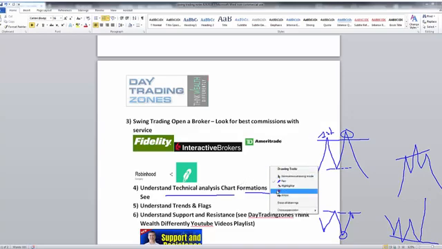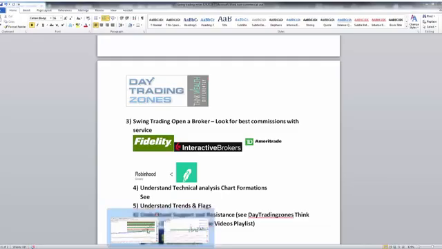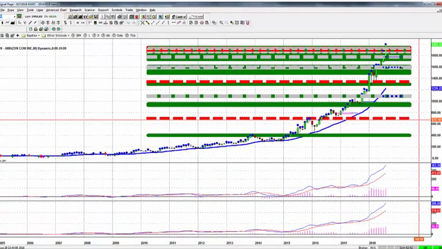Understand trend, understand flag concept. So what is a flag? Let me show you a flag. So let's say you have an uptrend on Amazon here for the past 10 years. A flag would be something like this. We have a downtrend flag, break up. Down flag, break up. Down flag, break up. See, you put a down flag, boom, it breaks up.